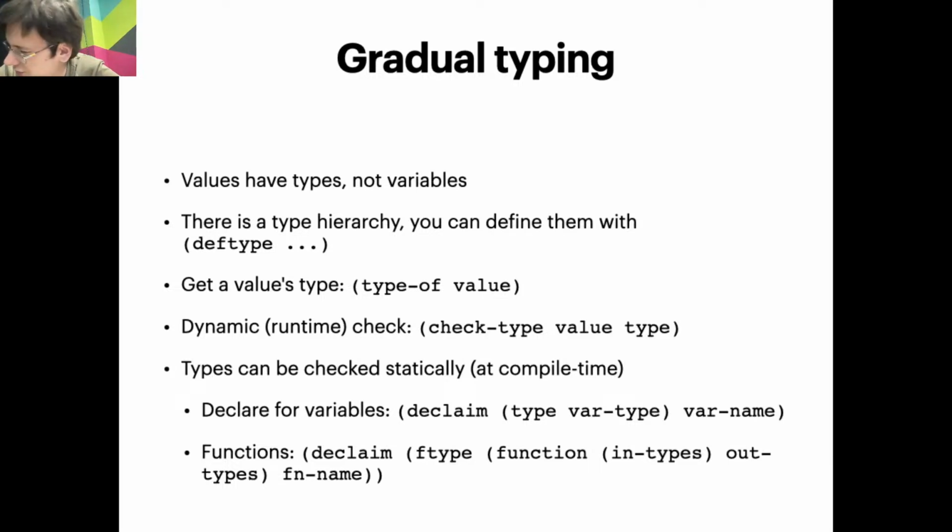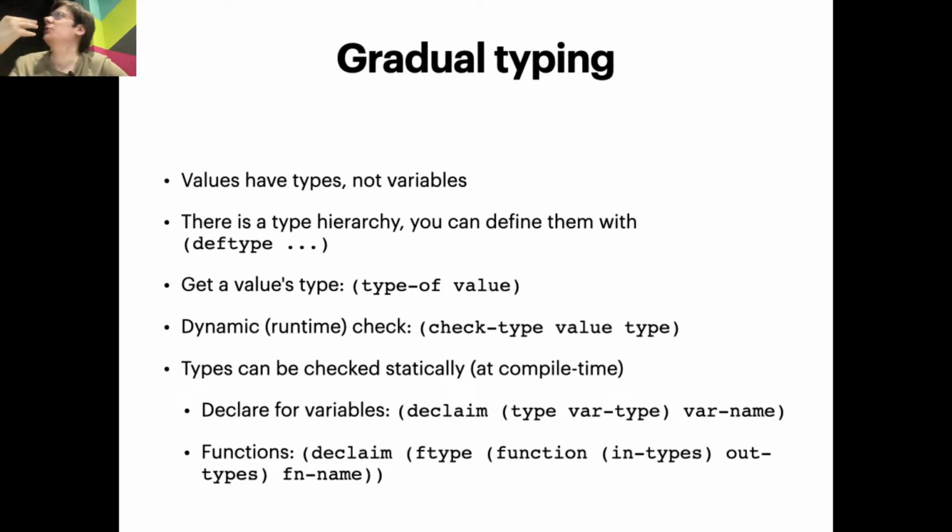So Common Lisp is commonly thought of as a dynamically typed language, but it's really gradually typed. Compared to other languages, in Common Lisp it is values that have types instead of variables. It has its own type hierarchy, which you can look up in the specification, and you can extend it with the deftype form. I'm not going to go deeper into that.